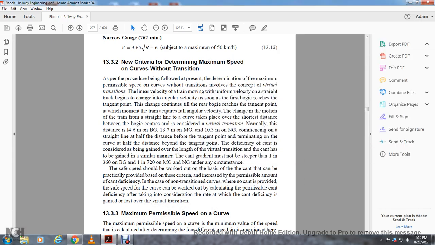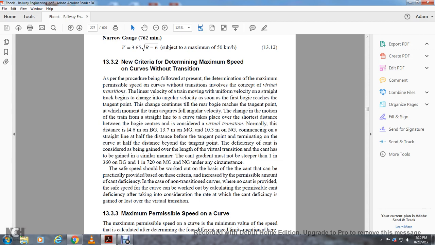As the procedure for determining the maximal permissible speed on a curve with a transition, consider the concept of the virtual transition. The train moves with uniform linear velocity on the straight track and begins to change to angular velocity. Assume the first bogie reaches the tangent point and the change continues as the rear bogie reaches the tangent point. The train acquires the full angular velocity. The change from straight-line motion to the curve takes place in the short distance between the bogie centers, which is considered the virtual transition.